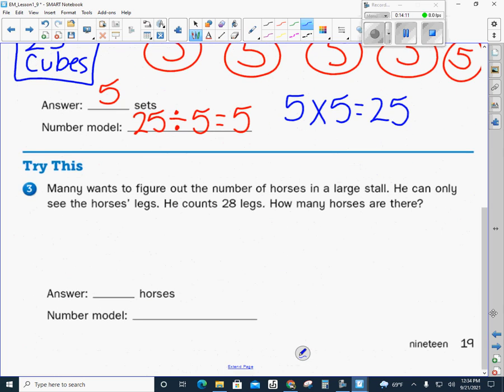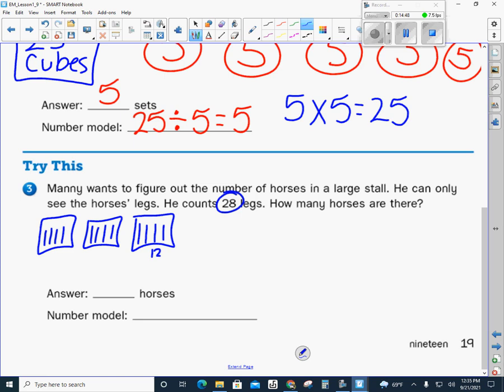And then the try this. This is always a little bit more challenging, but I always still want you to try it. Manny wants to figure out the number of horses in a large stall. He can only see the horse's legs, and he counts 28 legs. So how many horses are there? Well, how many legs does a horse have? 4, right? So if I see 1, 2, 3, 4, right there's a horse. 5, 6, 7, 8, there's a horse. 9, 10, 11, 12, there's a horse. I'm up to 12, and I'm going to put that so I don't lose track. I need to get up to 28, so I'm going to keep going.